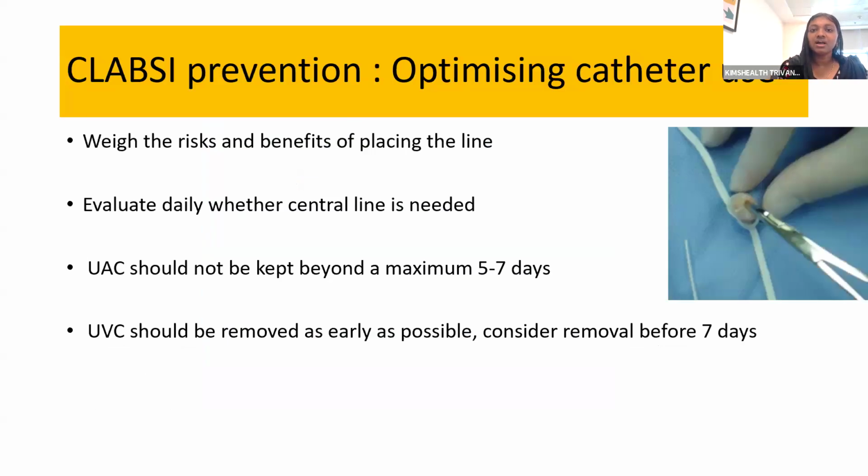CLABSI prevention, optimizing catheter use: weigh the risk and benefit of placing the line, and evaluate daily whether the central line is needed. A UAC should be kept for a maximum of 5 to 7 days. A UVC should be removed as early as possible, and removal before 7 days should be considered.